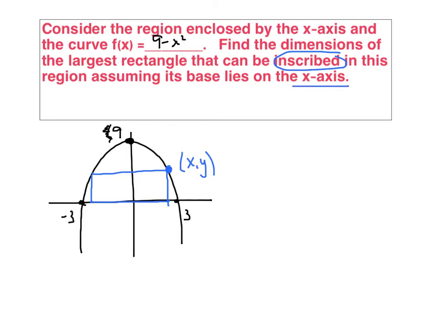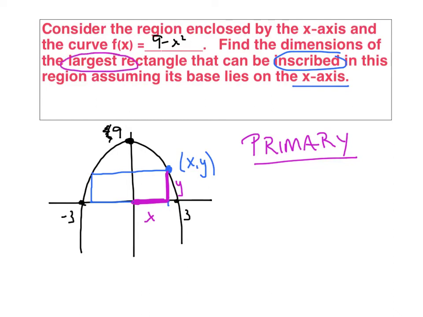So basically, by calling this point (x, y), I'm really saying the distance from here to here is x, and this distance from here to here is y. All right, now I need to come up with a primary and a secondary equation. My primary is what I want to minimize or maximize. If I'm finding the largest, I'm maximizing, and hopefully you've caught that I'm maximizing the area of this function.